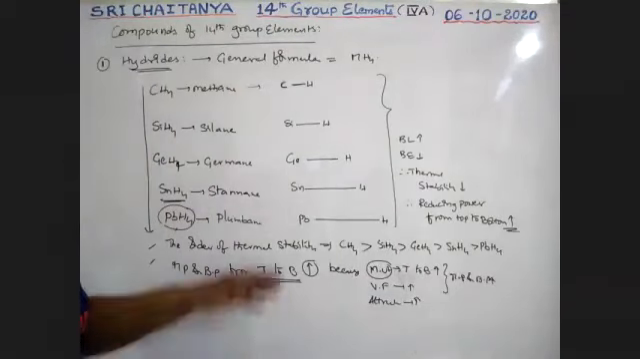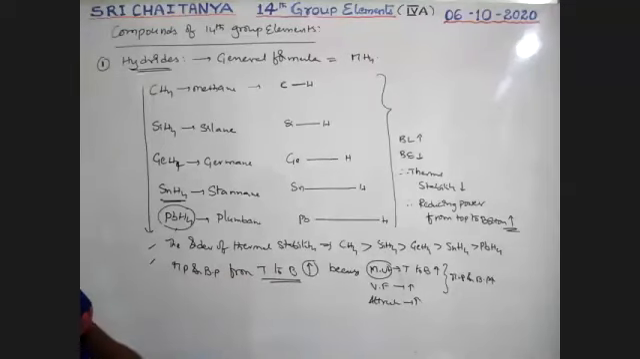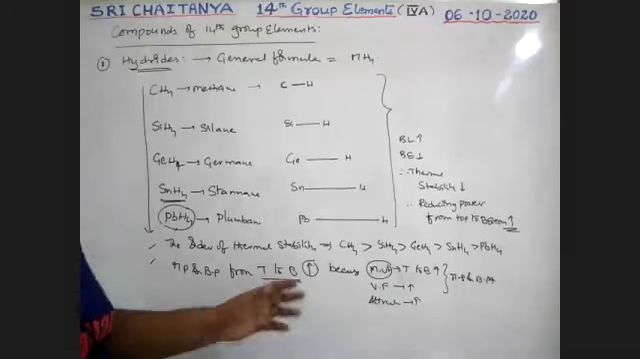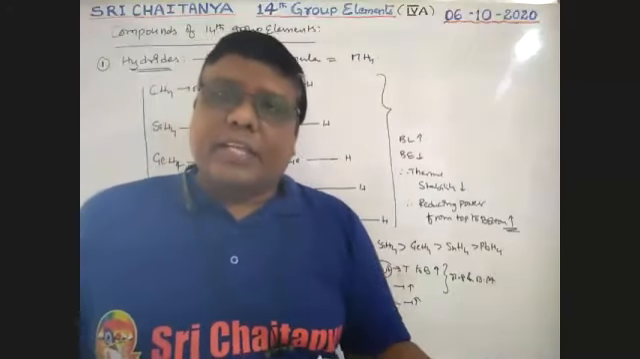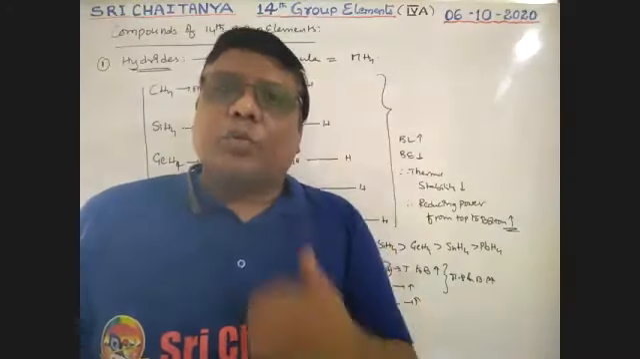Reducing property increases, and melting and boiling points also increase. It is very, very, very important. Okay, because of the increase in van der Waals forces from top to bottom.